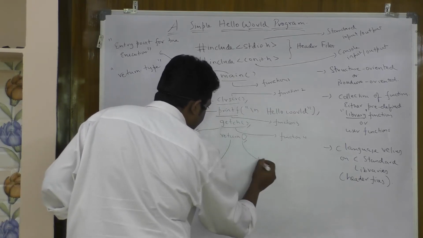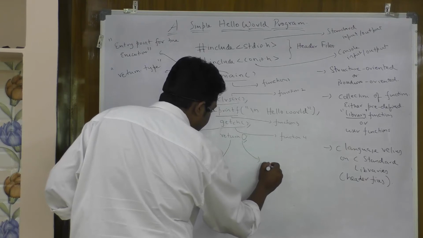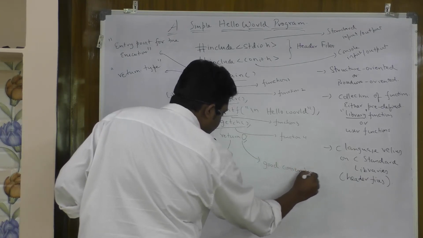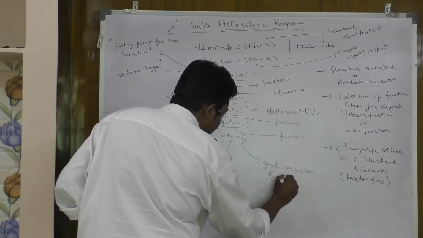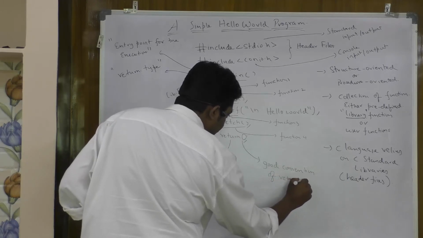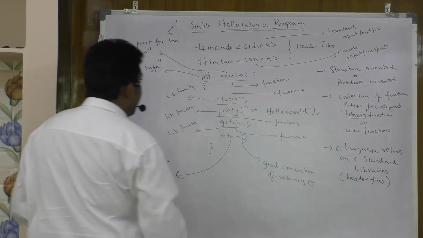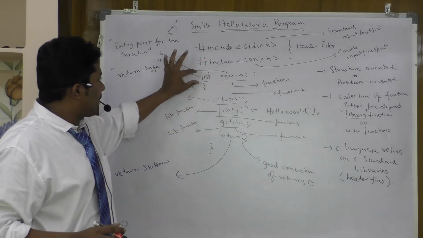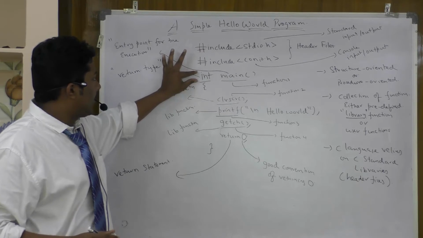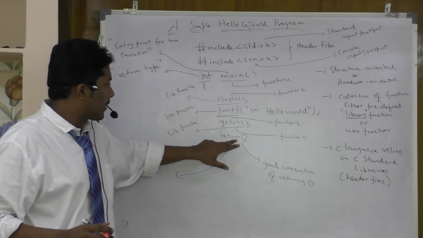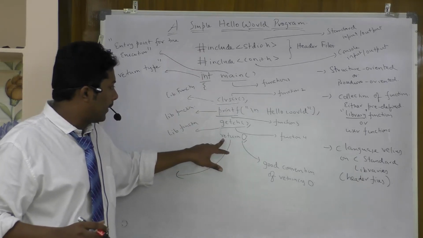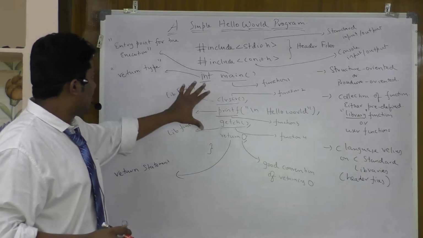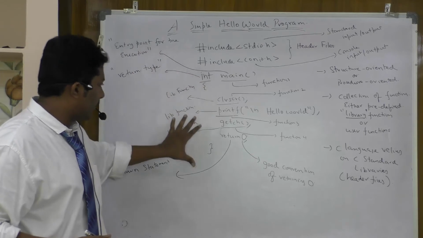It is a good convention of returning 0. So int is the return type. The main in C will always have an integer as a return type. So if you are writing int here, you must include the statement return 0 at the end of the program. Next, coming to the main function, I have just said that it is the entry point for the execution of the program.